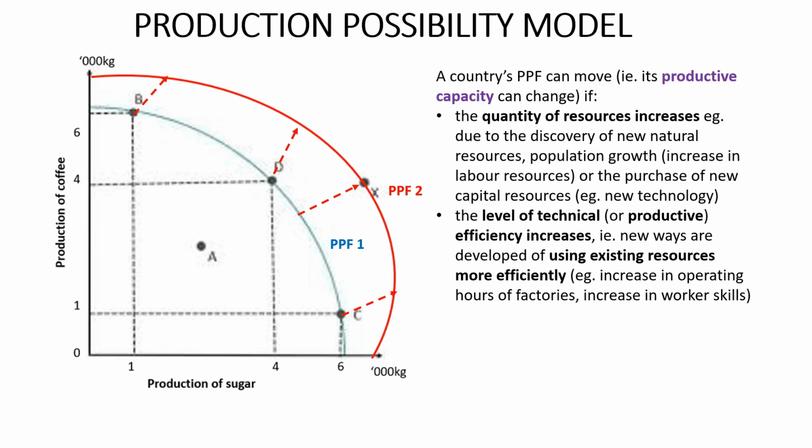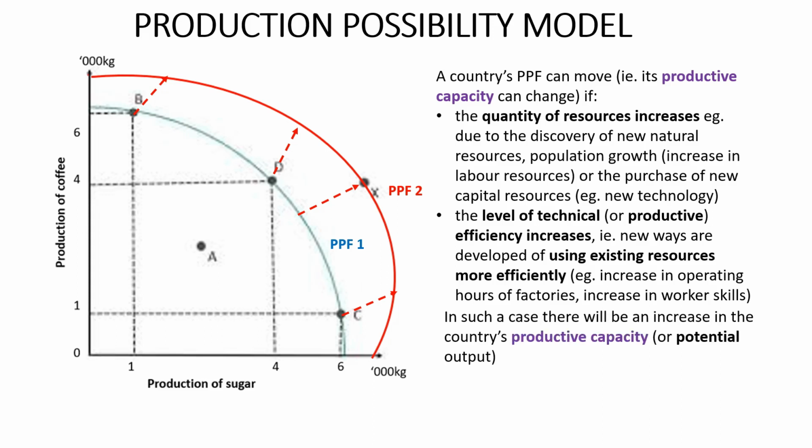The second reason why a country's production possibility frontier might expand is that the country's level of technical or productive efficiency increases. This means that the country develops new ways of using the country's existing resources more efficiently. For example, by increasing the operating hours of factories or increasing the skills of workers by providing them with more training. These are the two main reasons that can result in an increase in a country's productive capacity, that is, in an increase in the country's potential output.